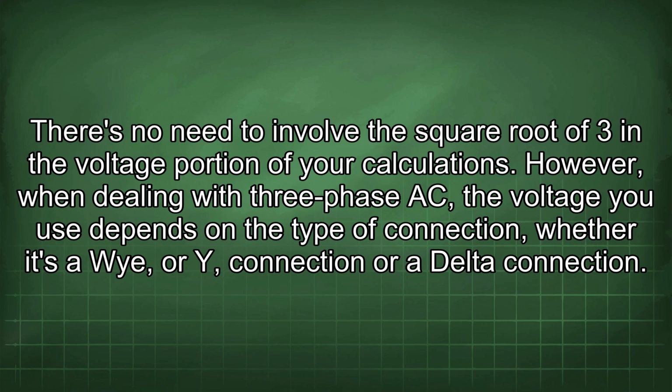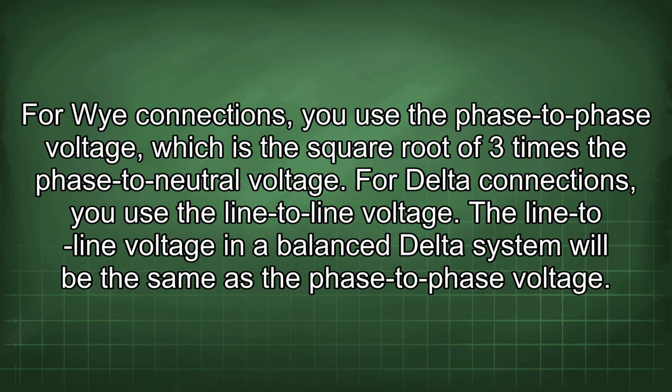However, when dealing with three-phase AC, the voltage you use depends on the type of connection, whether it's a Y or Y connection or a delta connection. For Y connections, you use the phase-to-phase voltage, which is the square root of 3 times the phase-to-neutral voltage. For delta connections, you use the line-to-line voltage. The line-to-line voltage in the balanced delta system will be the same as the phase-to-phase voltage.